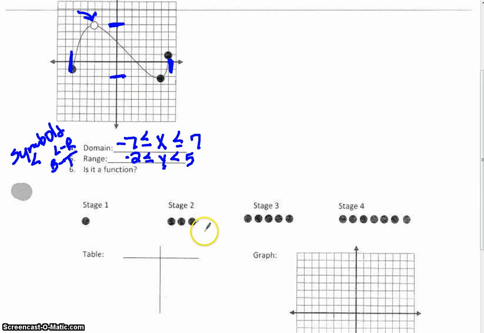You use the vertical line to tell if it's a function. If you can ever draw a vertical line and it hits the graph more than once, it's not a function. This one passes my vertical line test, and so yes, it is a function.